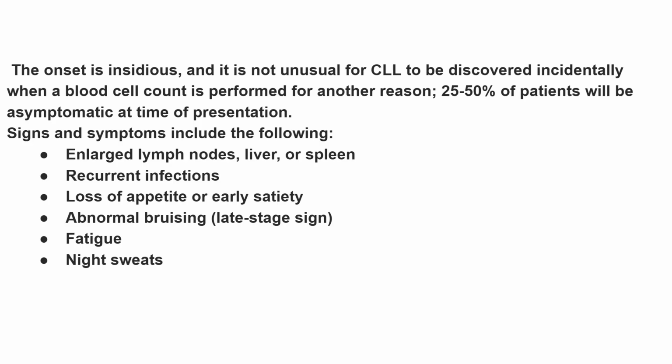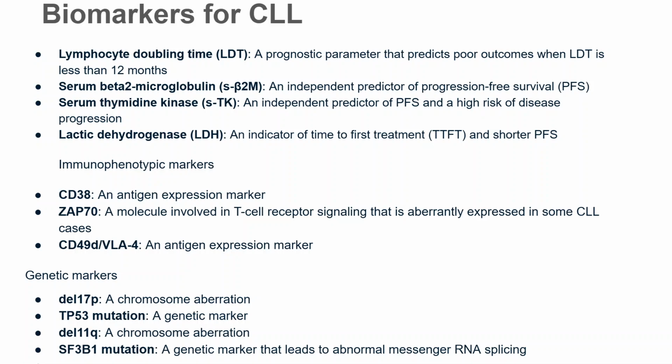The other symptoms which usually can occur are mainly recurrent infections. The patient tends to have repeated infections of different systems of the body, pneumonia or other systems. Enlarged lymph nodes, liver or spleen could also be symptoms. Other vague symptoms often presented would be loss of appetite or early satiety, and abnormal bleeding, which is a sign of late stage, where there would be abnormality of the clotting mechanisms. Fatigue and night sweats also could be signs of lymphocytic leukemia.